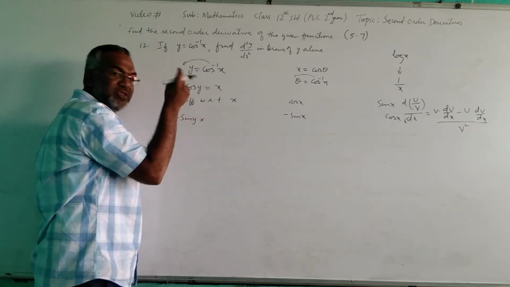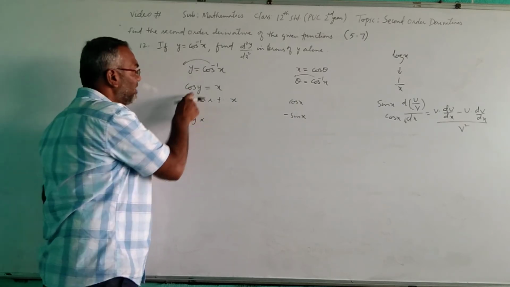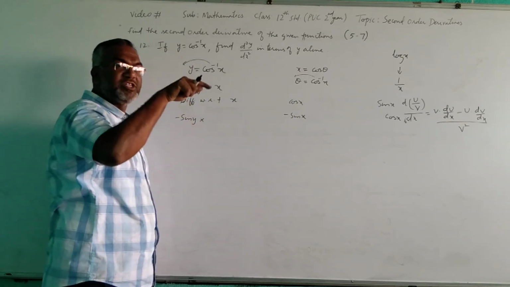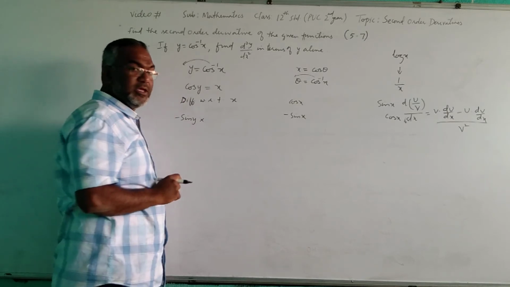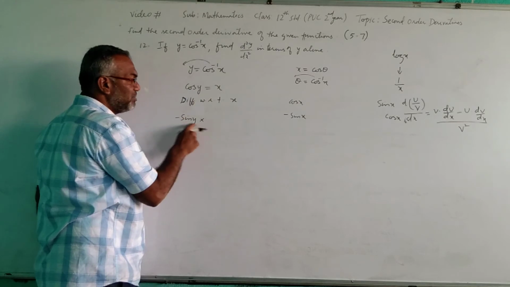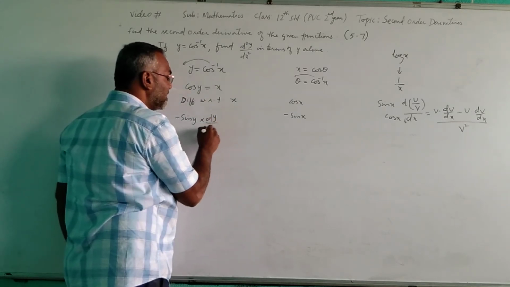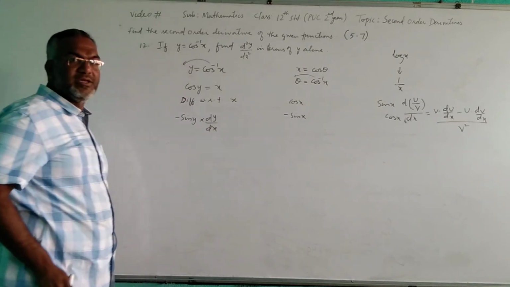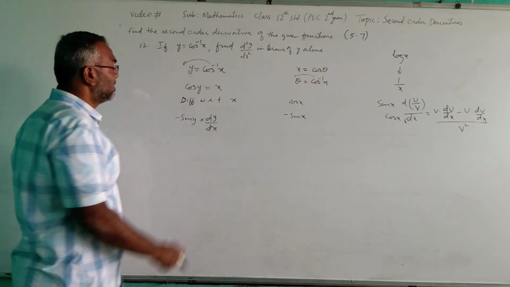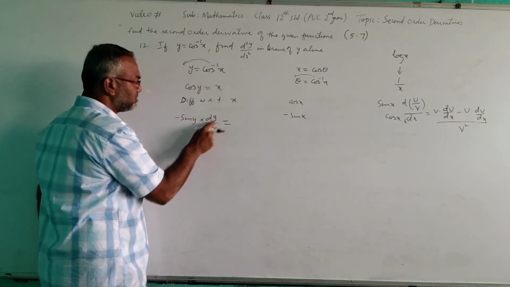So cos y, and we are differentiating with respect to x, not with respect to y. If we were differentiating with respect to y, then cos y will become minus sin y, and no need to differentiate y because y with respect to y will become 1. But we are differentiating with respect to x. So cos y becomes minus sin y into this y. Differentiation of y will be dy by dx.